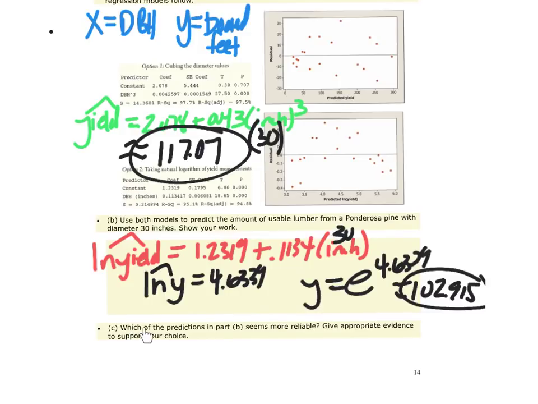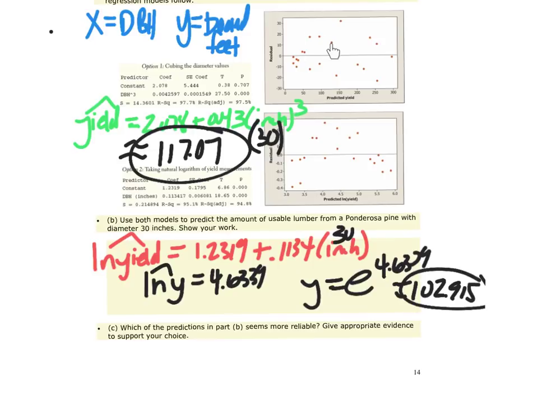Part C, which of the predictions in Part B seems more reliable? Give appropriate evidence to support it. Well, basically, we do have the residual plots for both of the models. This is the one where they cubed. This is the one where they took the natural log. And again, just knowing that they're lined up here is how you know that.